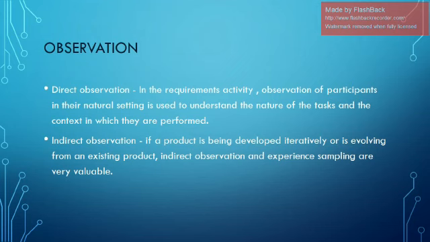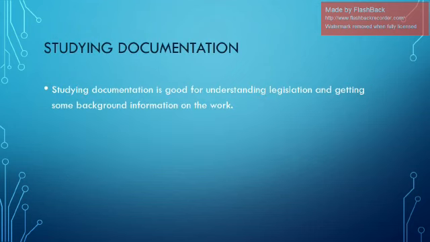Observations can be of two types. First is direct observation, in which the natural way of doing a task of the user is observed. Number 2 is indirect observation. When a product is developed from an existing product, then the previous analysis of users will be observed. Last one is studying documentation. It is the easiest way to understand the background and legislation of the work.